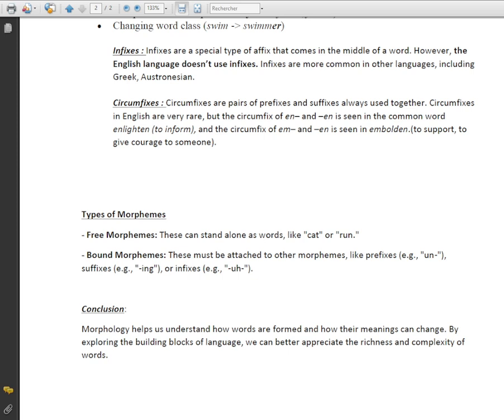So for the first one, we've got free morphemes. These can stand alone as words, for example, cat or run, basically. Then we've got the second type, which is bound morphemes. These must be attached to other morphemes, like prefixes, like the un, suffixes, for example, the ing, or the infixes.